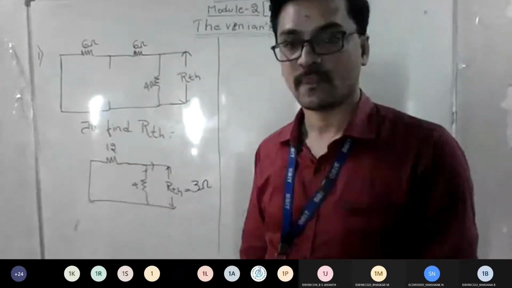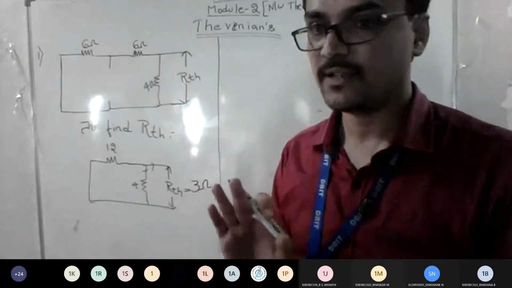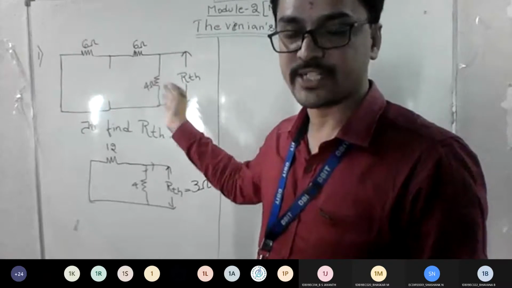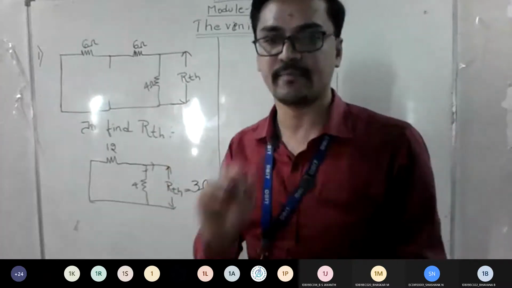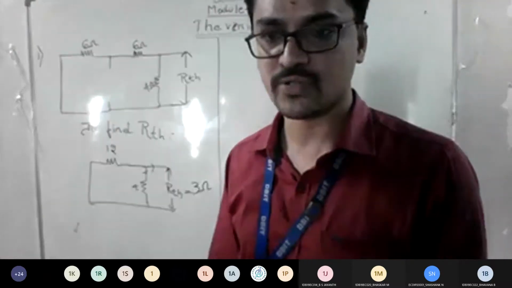Yes, sir. So you got the procedure to solve RTH or not? Is it fine? Voltage short, current open. Then apply the logic of series parallel combination, get the equivalent circuit. So finding RTH is simple. So there is no issue with finding RTH. If still anybody has doubts, you can ask.